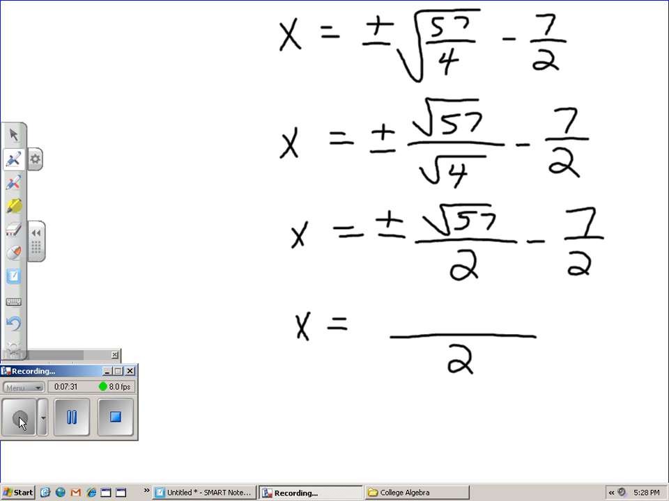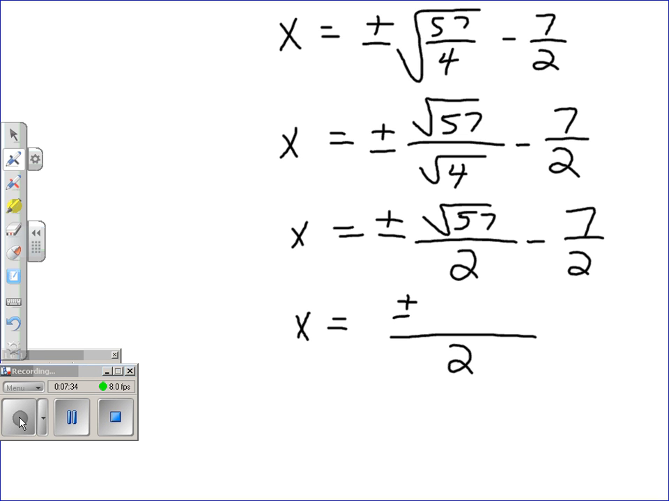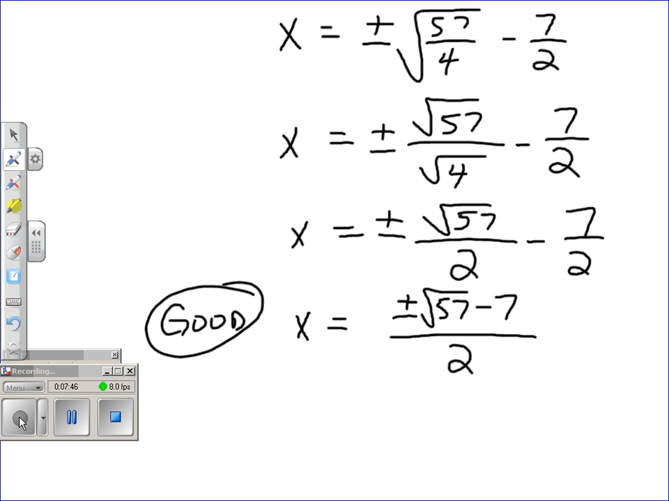So I have plus or minus square root of 57 minus 7. Those are my numerators, all over 2. And technically I'm done. I mean, that's good. But remember, we always want to write it with the best possible mathematical grammar. So let's put the whole number first and that weird radical second. And we end up with this.